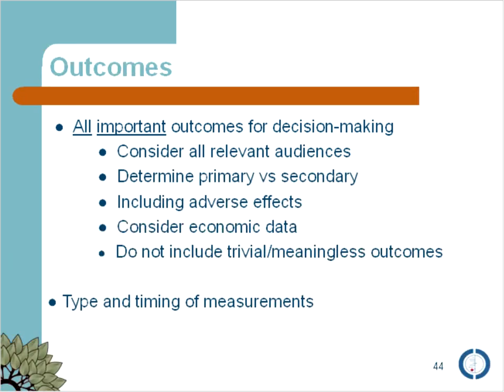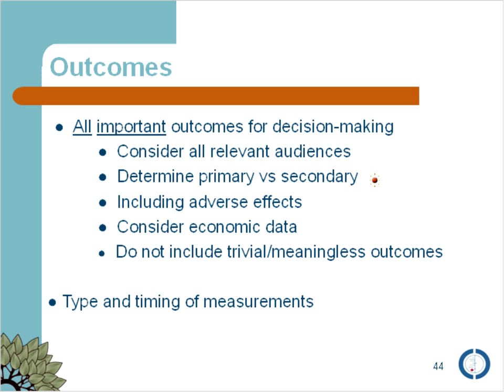The next item of the PICO is outcomes. For this, you need to determine all of the important outcomes for decision making. It doesn't matter what you think has been reported on in the literature. You don't want to be led by the data and publications, but by what really matters. Outlining all of the important ones is an important thing to be aware of. You need to determine your primary and secondary outcomes, and your analysis will follow from that accordingly.